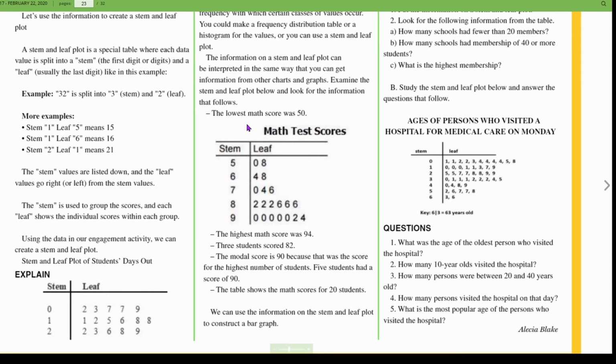The lowest math score was 50. So if the lowest math score is 50, that means this is 5 and 0, 50, but there's also 58. There's 64 and 68. There's 70, 74, 76. There's 82, 82, 82, 86, 86, and 86. Then we have 5 90s, 92, and 94.